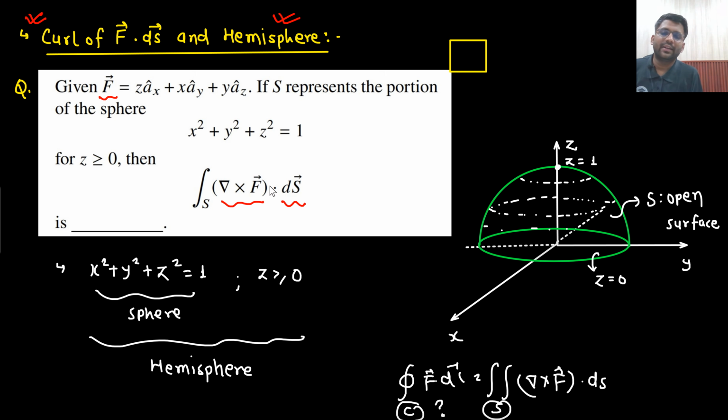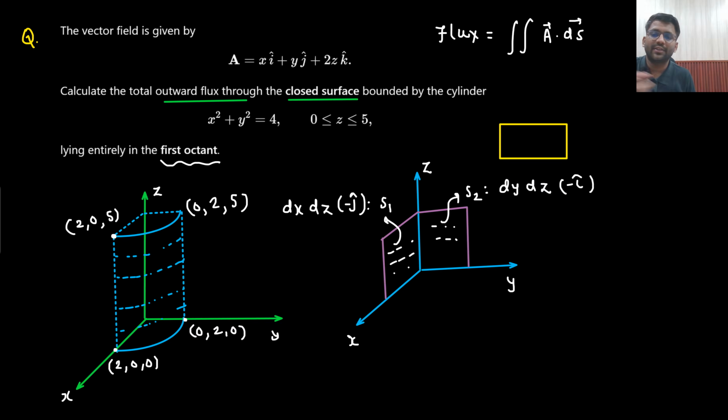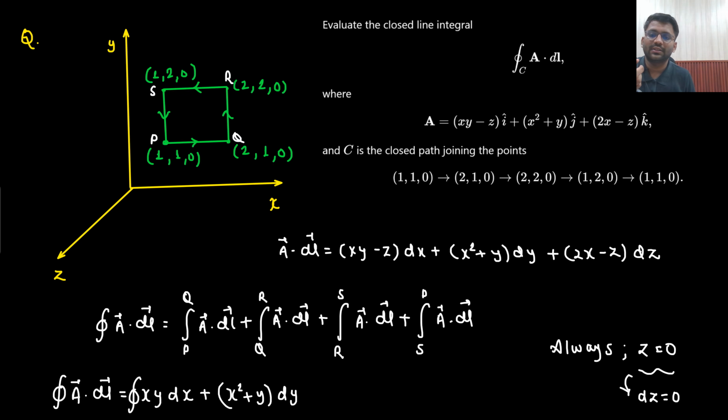What I thought was, sir, they are asking del cross F dot dS, so I thought that I will solve for F dot dl. What is the curve C? Which curve C will you take? What is your closed curve C? Can you determine the closed line C? We have applied this theorem in one of the previous questions.